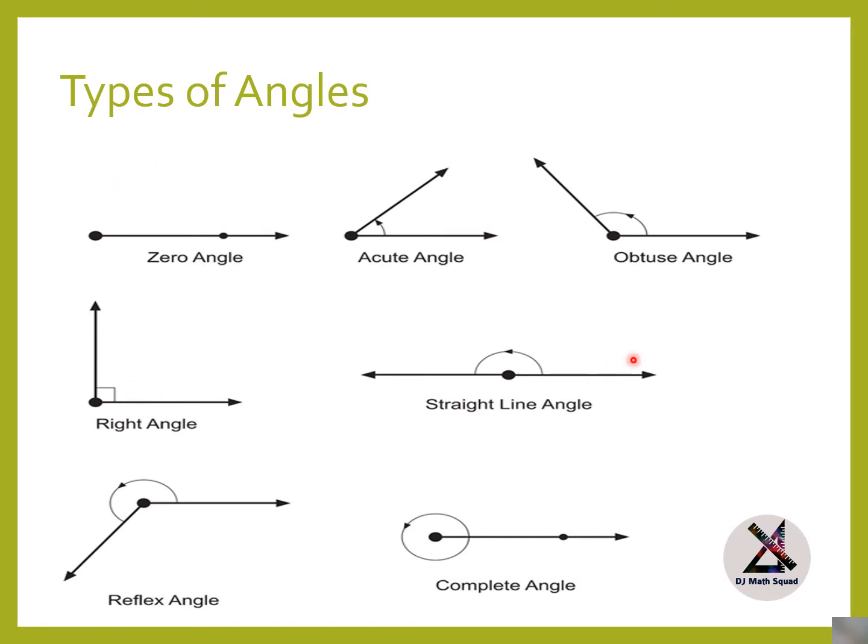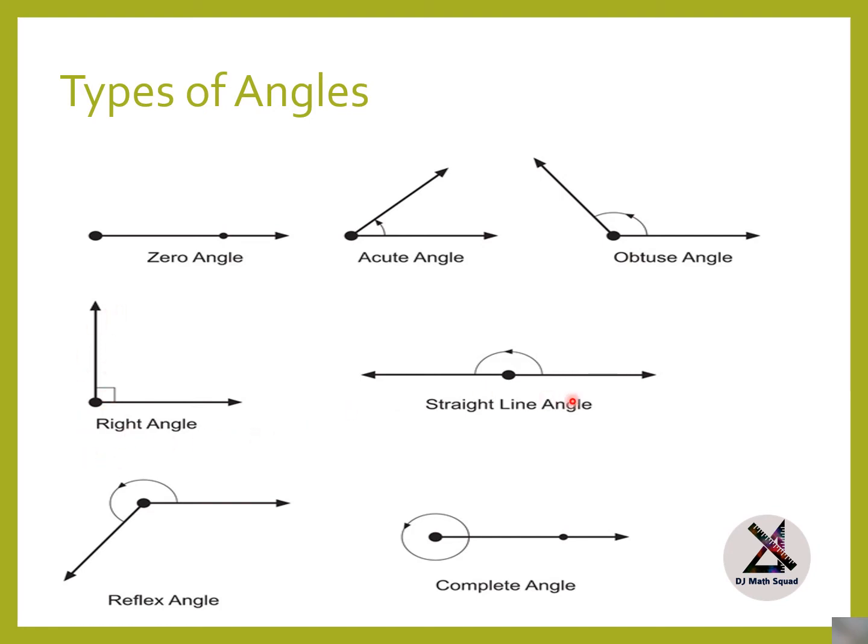Now we are discussing types of angles. The first one is zero angle. Then acute angle. Now what is acute angle? The angle which is greater than 0 degree and less than 90 degree is acute angle. Then this is obtuse angle. Obtuse angle is greater than 90 degree and less than 180 degree. Right angle which is exactly of 90 degree.